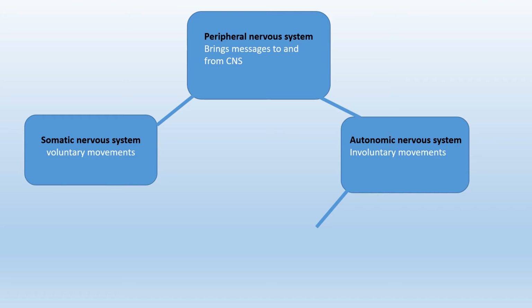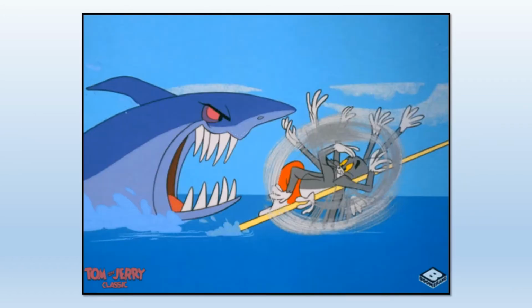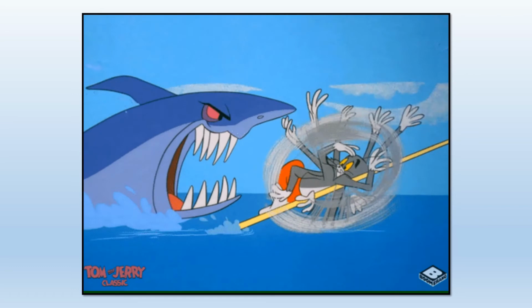Autonomic nervous system comprises of sympathetic system and parasympathetic system. Sympathetic system prepares your body for emergency situations, for fight and flight. So let's see what is meant by fight and flight. This is a flight response. Tom is trying hard to save itself from shark and using its limbs faster. That means more energy is sent to the muscles of the limbs so it can escape from the situation.